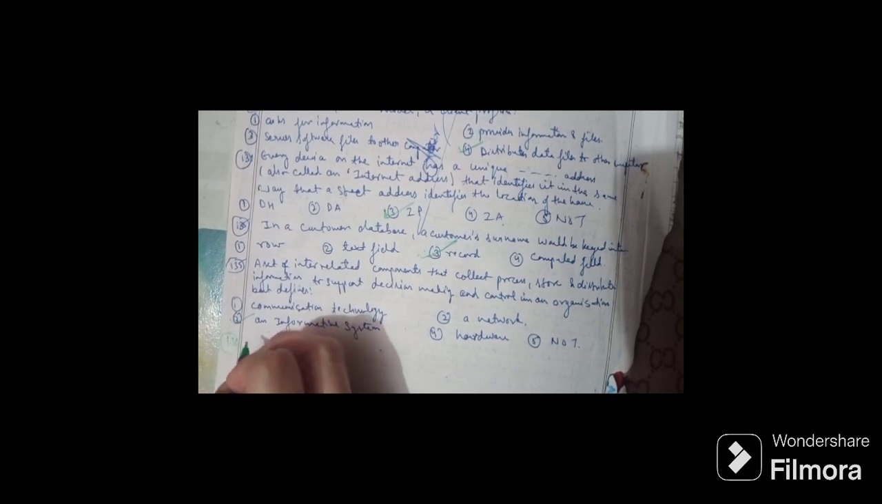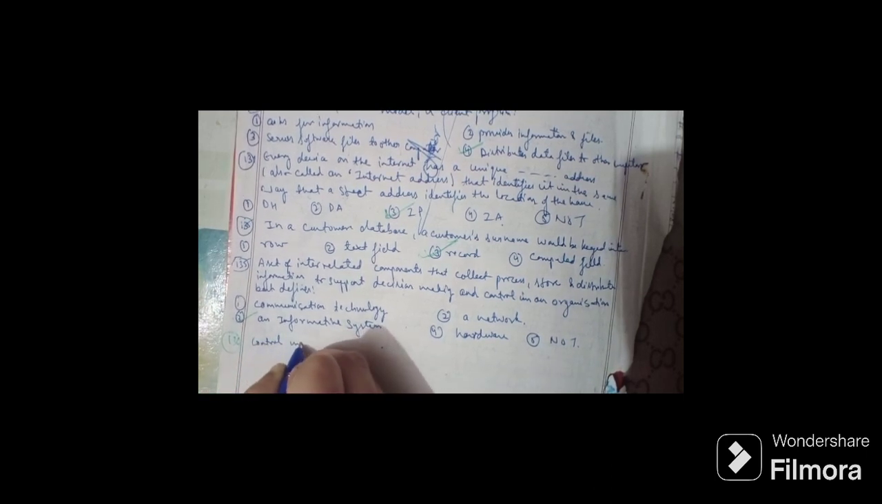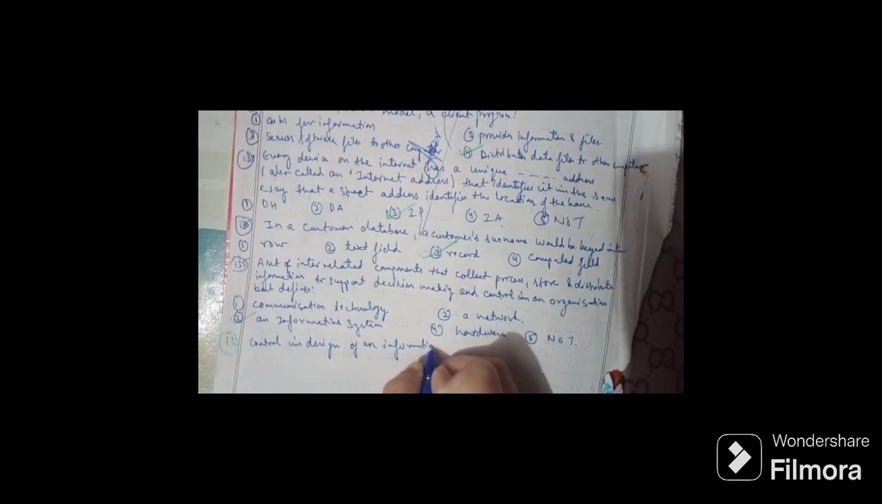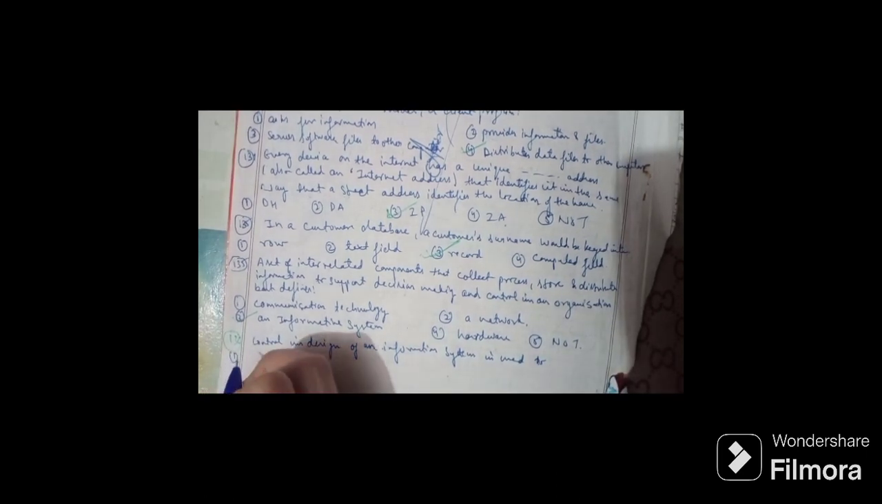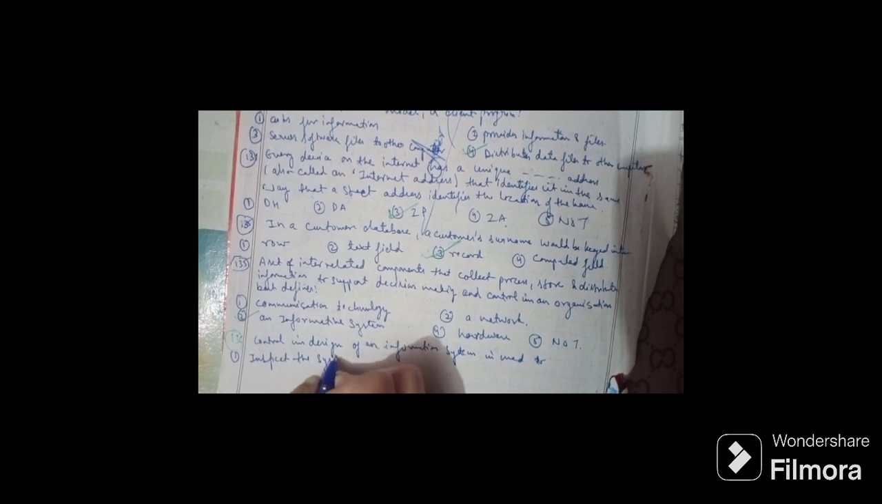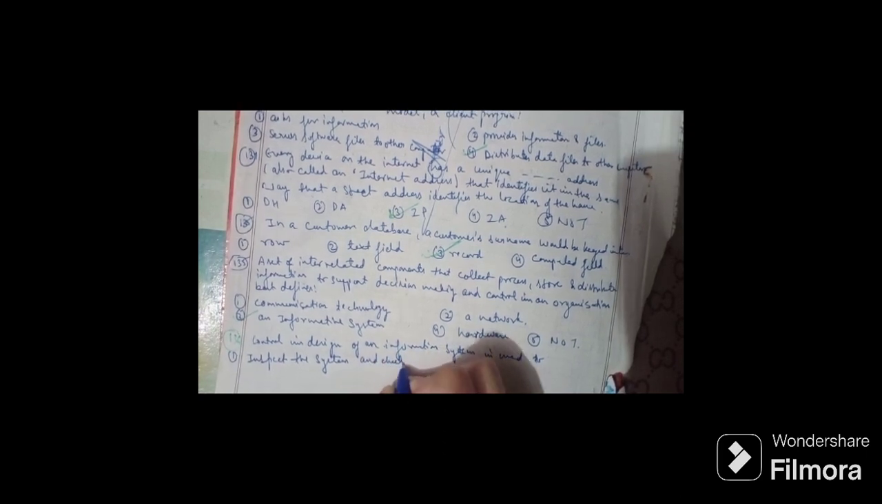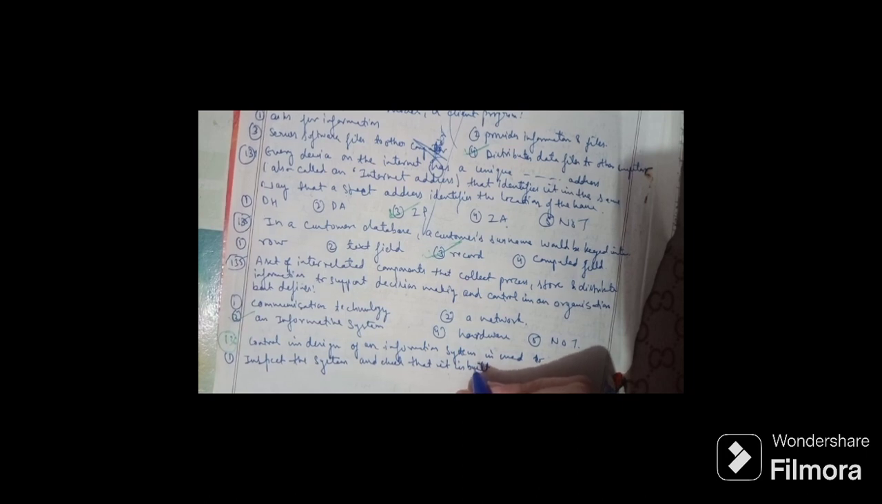So here we go, 136th question. Control in design of an information system is used to, the first one, inspect the system and check that it is built as per specification.